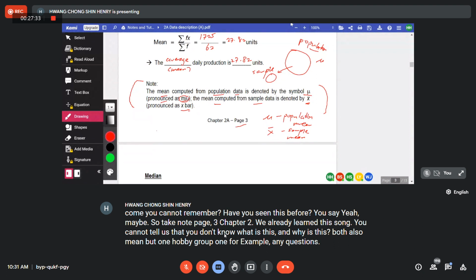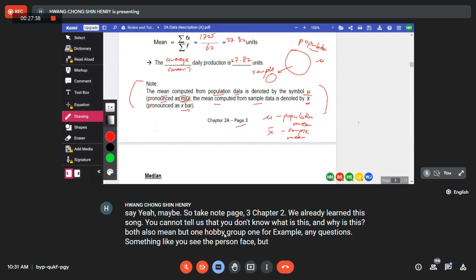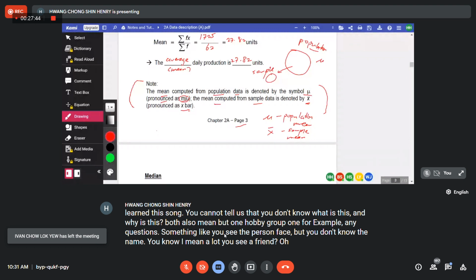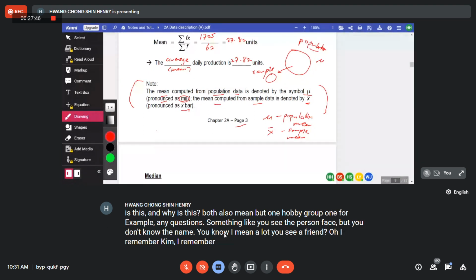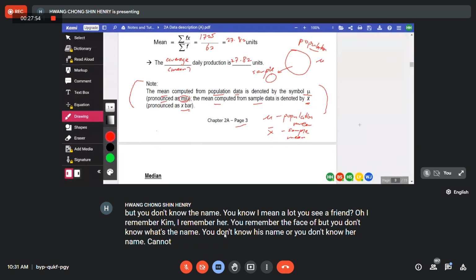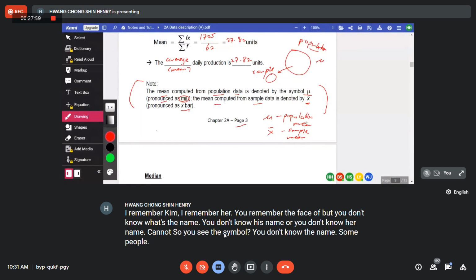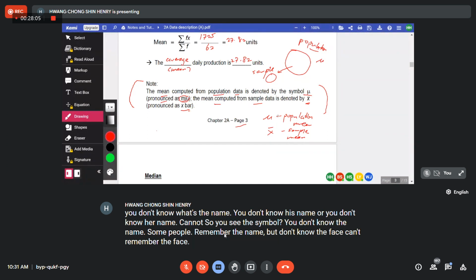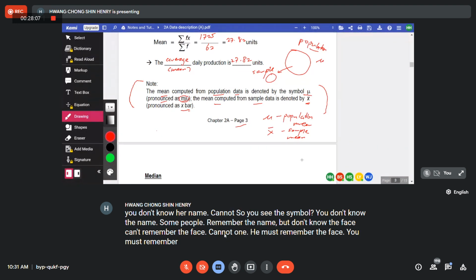Any questions? It's like you see a person's face, but you don't know the name. You know what I mean or not? You see your friend, oh, I remember him, I remember her. You remember the face, but you don't know the name. You don't know his name or her name. So you see the symbol, you don't know the name. Some people remember the name, but can't remember the face. You must remember the face, and you must remember the name. You understand what I mean, right?